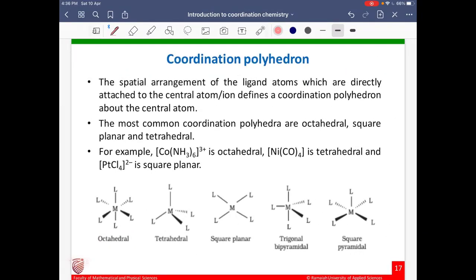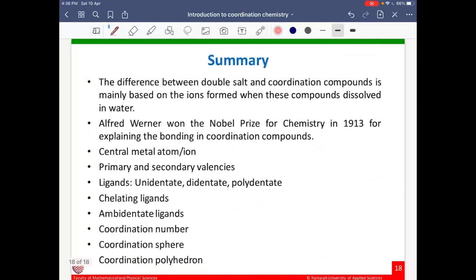Now, coordination polyhedron. The spatial arrangement of the ligand atoms which are directly attached to the central atom or ion defines a coordination polyhedron about the central atom. The most common coordination polyhedra are octahedral, square planar, and tetrahedral. For example, [Co(NH3)6]3+ is octahedral, Ni(CO)4 is tetrahedral, and [PtCl4]2- is a square planar complex.